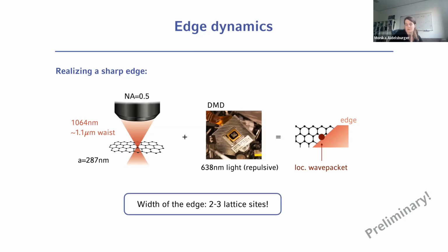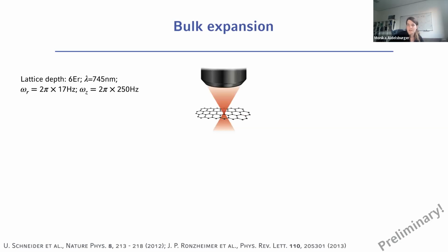And in our case, the width of the edge is on the order of 2 to 3 lattice sites. Okay, so how does that work? So first of all, we load this BEC in this tiny dimple trap, and then we let it expand. And the first thing, in order to benchmark our system, was doing this expansion without the edge. So we just look at what happens in the bulk.